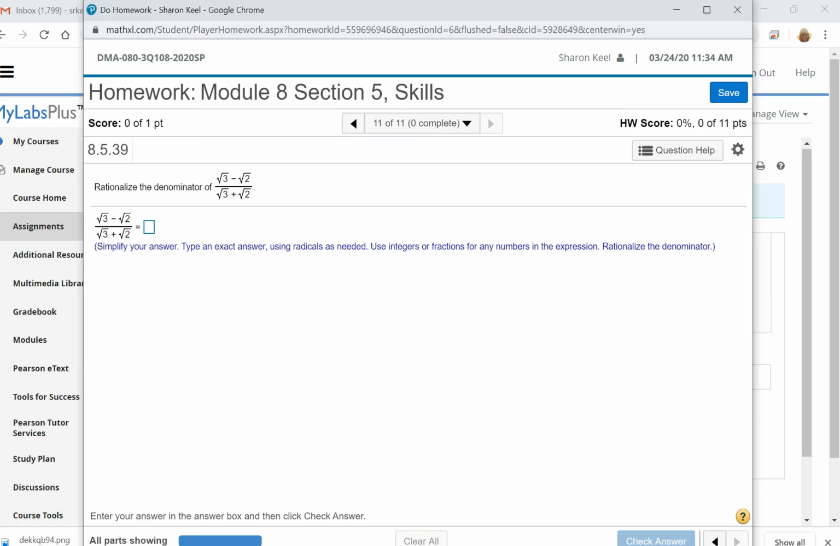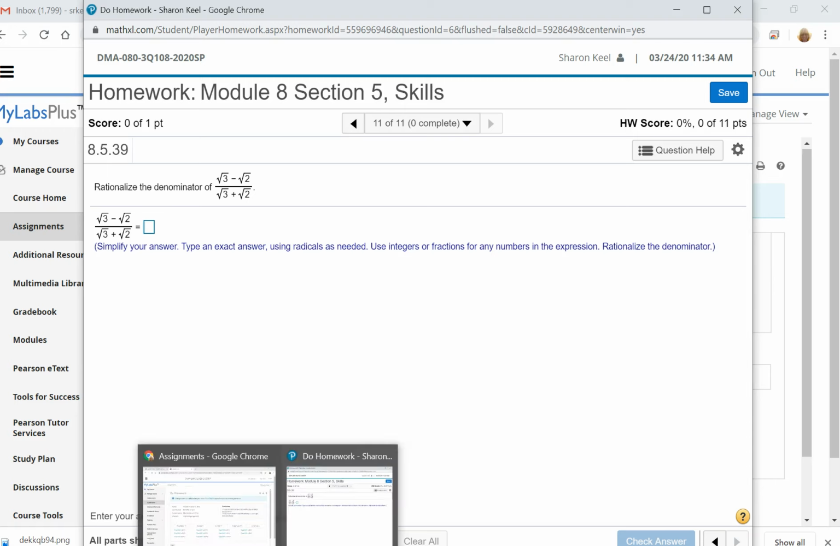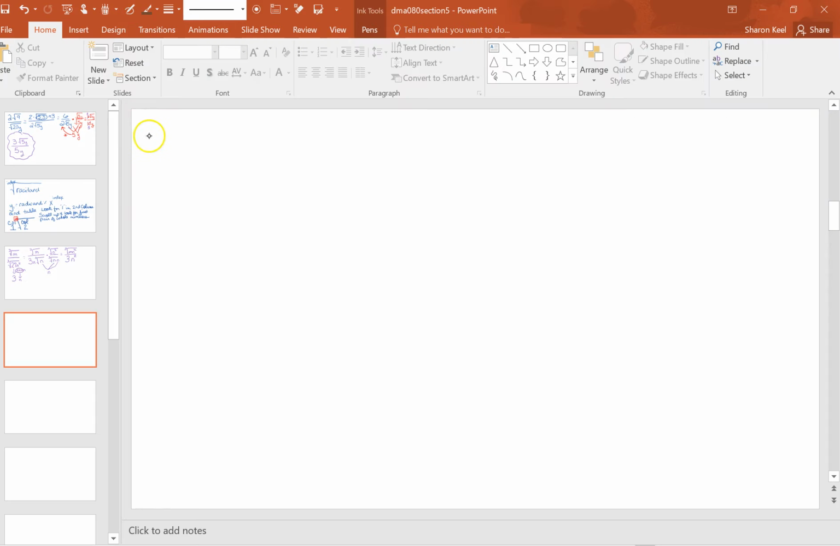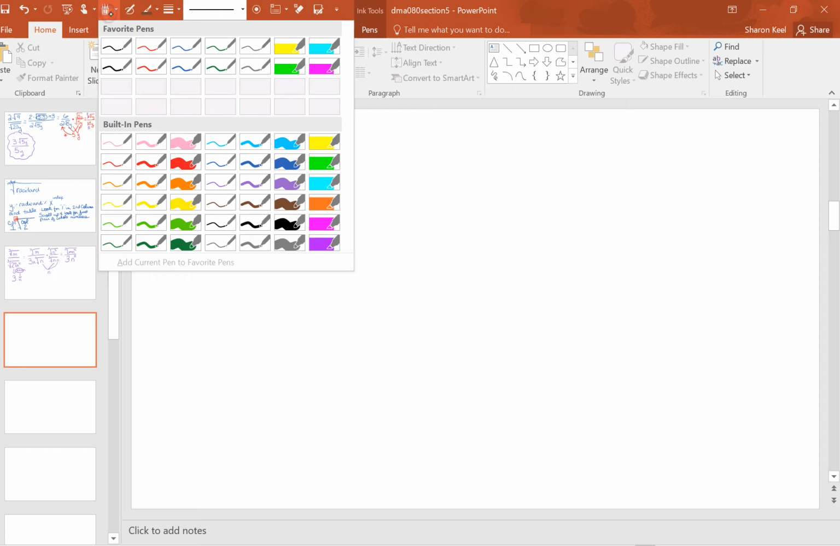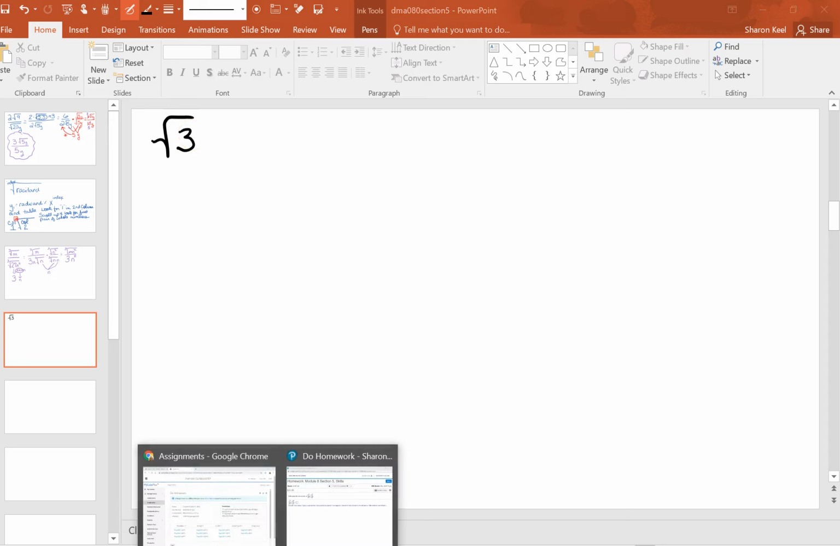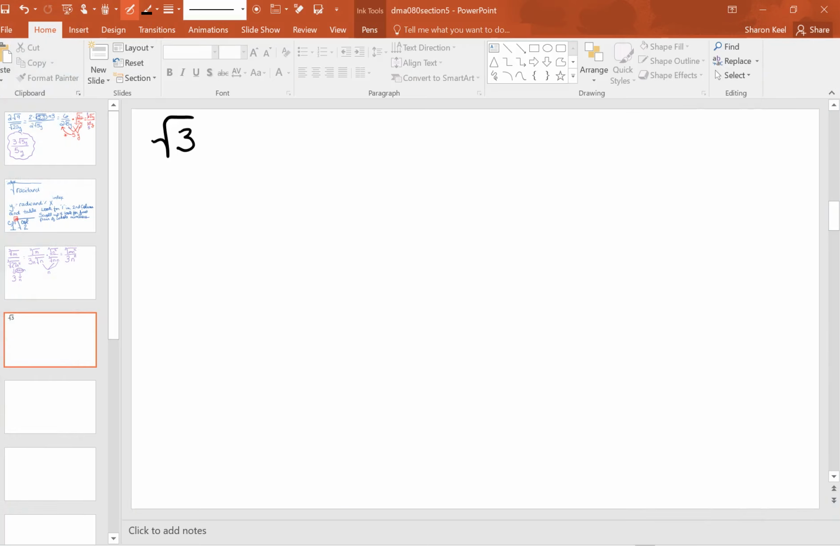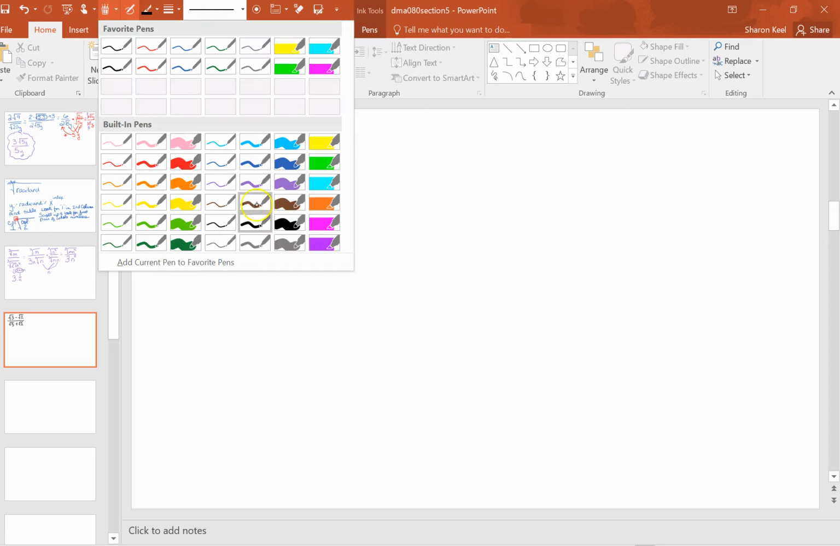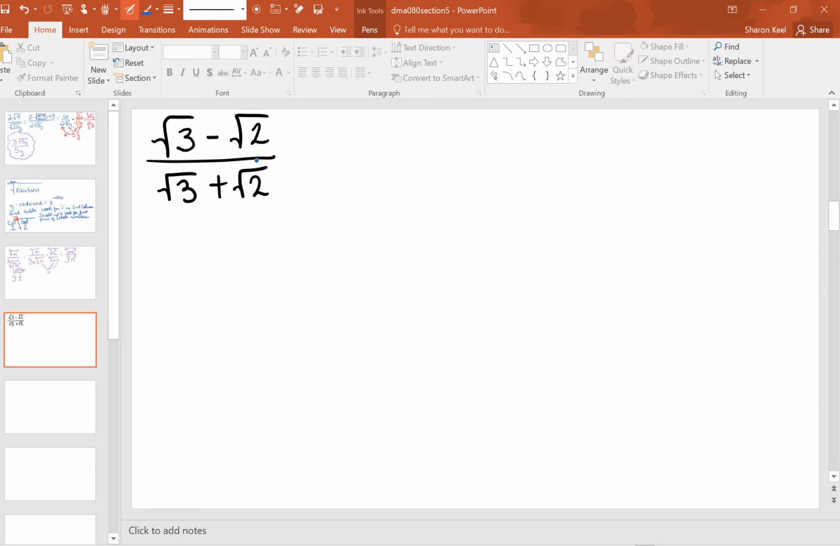Rationalize the denominator, and we have the square root of 3 minus the square root of 2 over the square root of 3 plus the square root of 2. So we have this, the square root of 3 minus the square root of 2 over the square root of 3 plus the square root of 2.